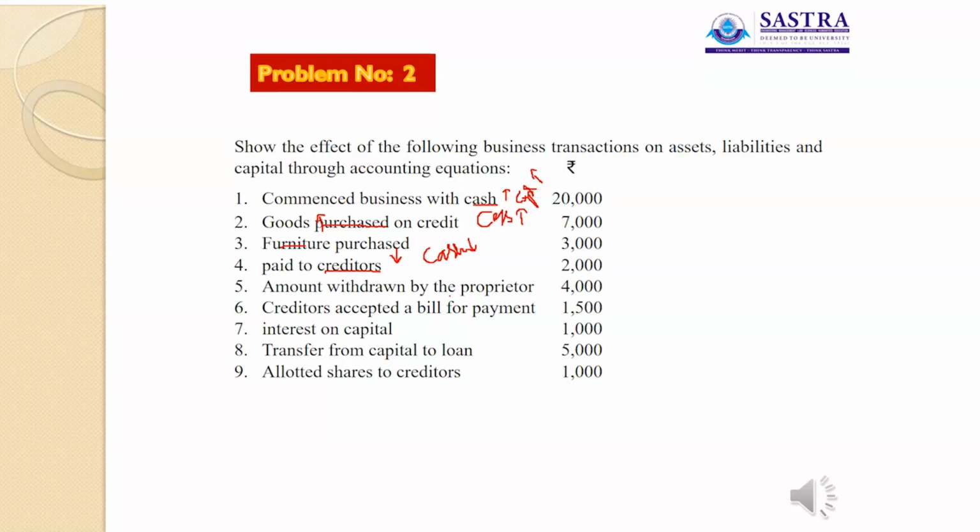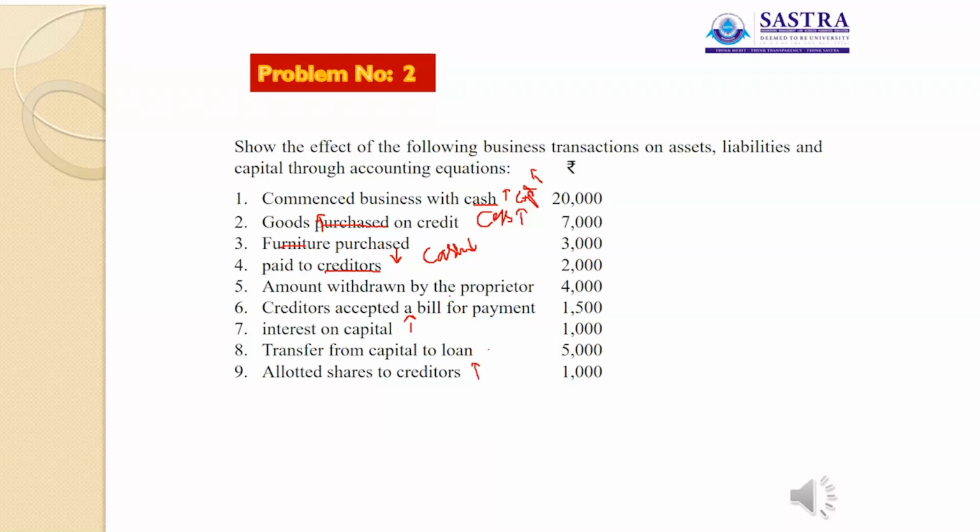Then interest on capital. So interest on capital in the sense the amount of capital will be increased. So the capital will be increased. That is added with the amount of capital. Then transfer from capital to loan. So this is a liability. Liability will be increased. Then allotted shares to creditors. So here liabilities is also increase.